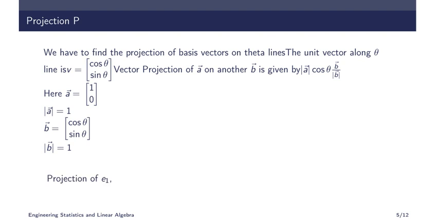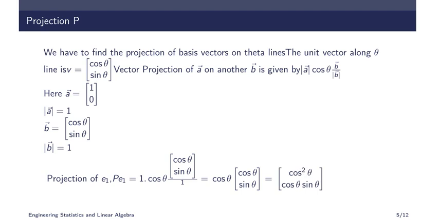So if this is the value, then the projection of e1 as per this equation is calculated as mod a, mod a will be 1, cos theta into b, which is (cos theta, sin theta), divided by mod b, which is 1 again. So that will be nothing but cos theta times (cos theta, sin theta). So that will be (cos square theta, cos theta sin theta). Okay.